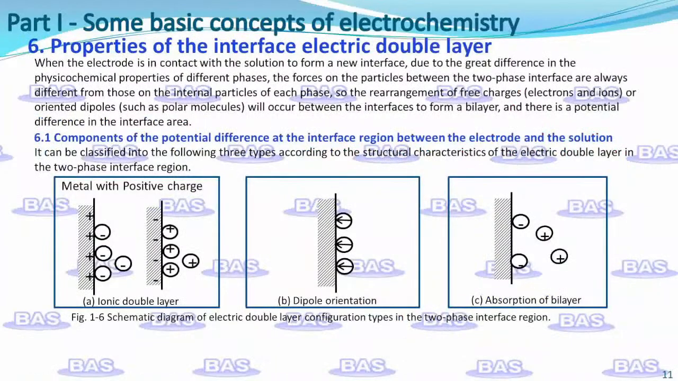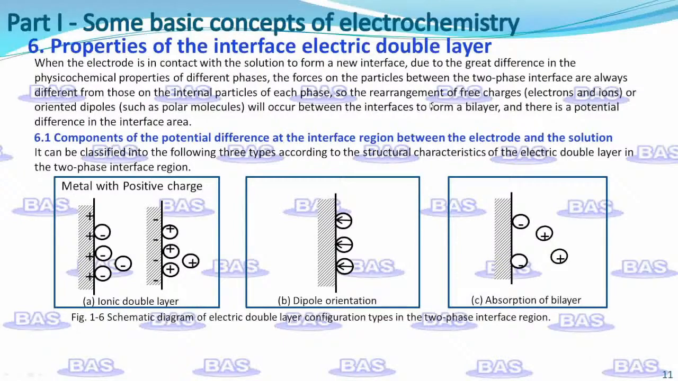When the electrode is in contact with the solution to form a new interface, due to the great difference in the physical-chemical properties of the different phases, the forces on the particles at the two-phase interface are always different from those on the internal particles of each phase. So the rearrangement of free charges or oriented dipoles will occur at the interface to form a double layer, and there is a potential difference in the interface area.